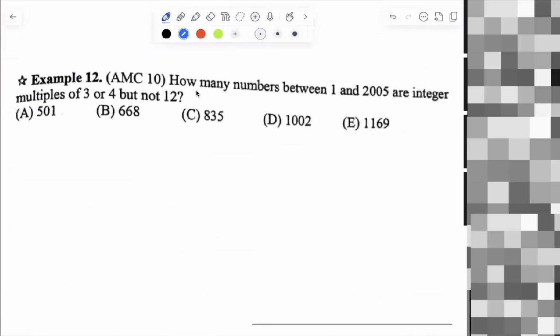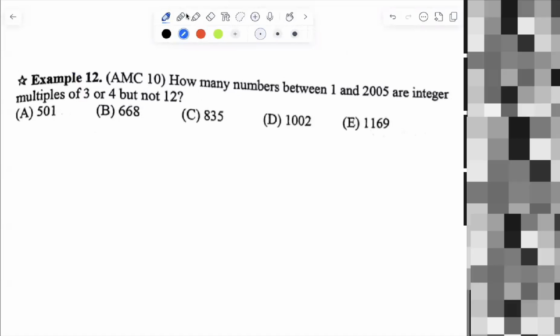Let's try to attempt example 12. Let's guys, remember, try this question and tell me the answer through chat.